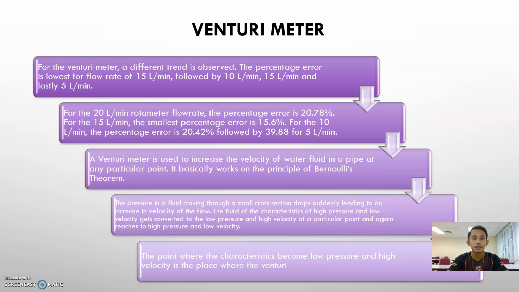For the venturi meter, a different trend is observed. The percentage error is lowest for the flow rate of 15 liters per minute, followed by 10 liters per minute, 20 liters per minute, and lastly 5 liters per minute. For 20 liters per minute, the percentage error is 20.78. For 15, we get the smallest percentage error in this experiment, which is 15.6. For 10, the percentage error is 20.42, followed by 39.88 for 5 liters per minute.